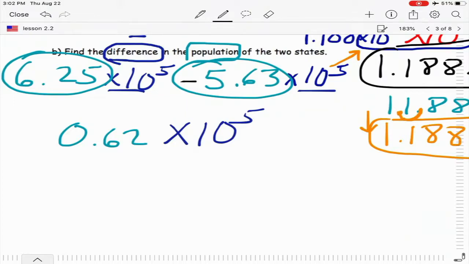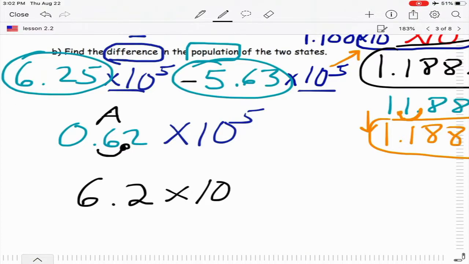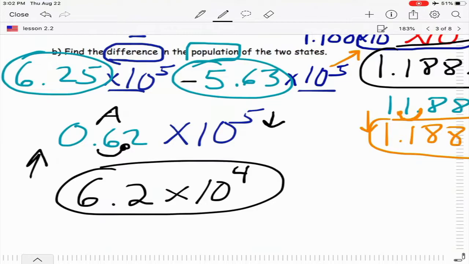So in order for me to make A, and this is A once again, a number between 1 and 10, I got to place a decimal here. So it's technically 6.2 times 10. Now, from the old number to the new number, I increased it, right? It went from like 62 cents to $6.20. So I made the A bigger. So to offset that, I have to make the exponent 1 lower. So instead of it being 5, it's going to be 4. My final answer, 6.2 times 10 to the fourth power.